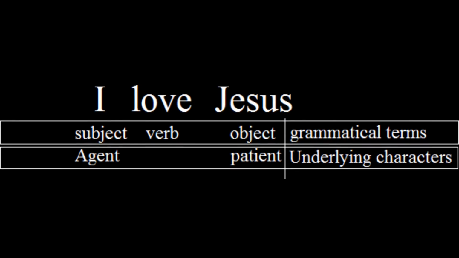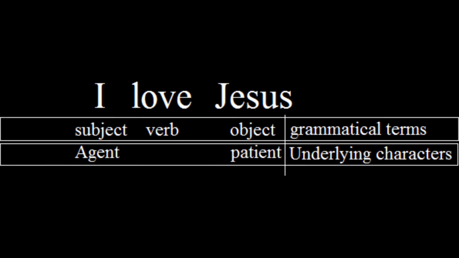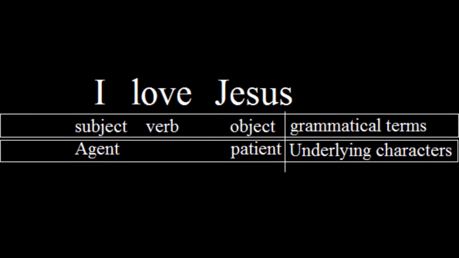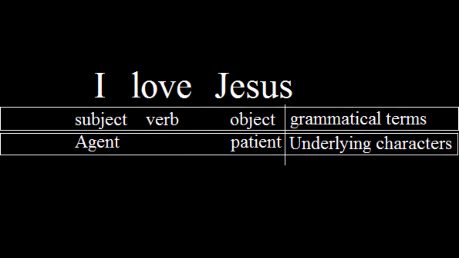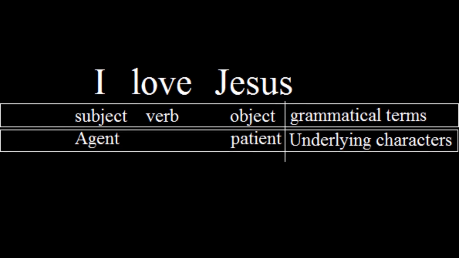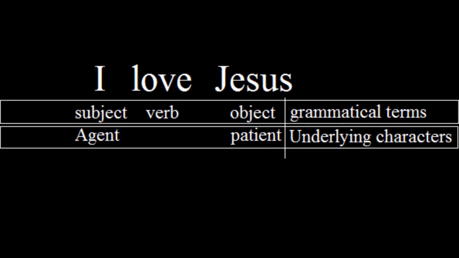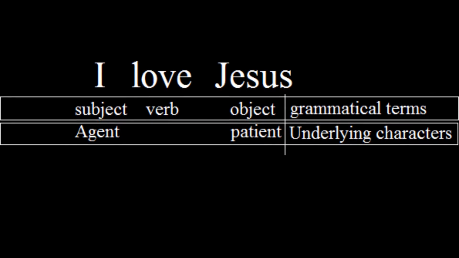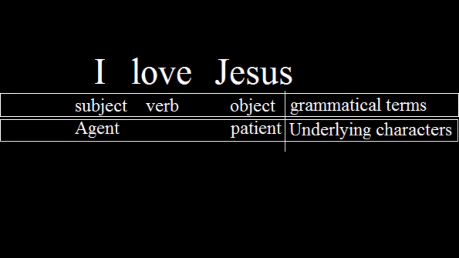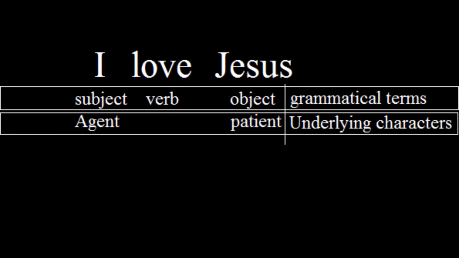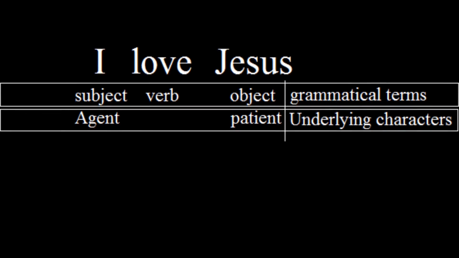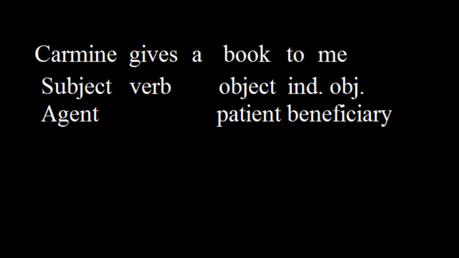So let's look at this sentence. Let's break it down with a little graph here. I love Jesus. I am the subject, but I am also the agent. Now the agent is an underlying character. Underlying characters in grammatical terms, we try and line them up in voice analysis. The verb is love, Jesus is the object, but it's also the patient. Now the patient is not necessarily always going to be the object. We're trying to line these things up and see how they interact with each other.